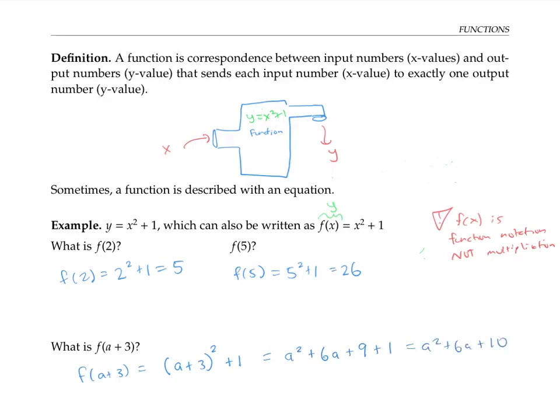When evaluating a function on a complex expression, it's important to keep the parentheses when you plug in for x. That way, you evaluate the function on the whole expression. For example, it would be wrong to write f of a plus 3 equals a plus 3 squared plus 1 without the parentheses, because that would imply we were just squaring the 3 and not the whole expression a plus 3.